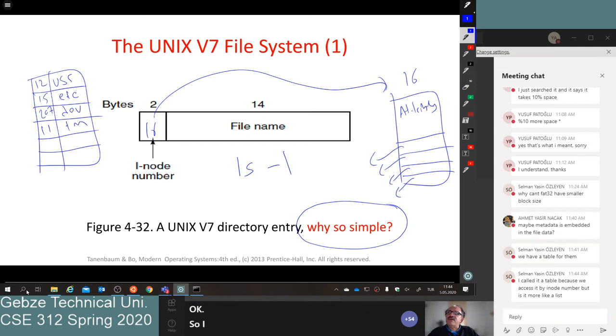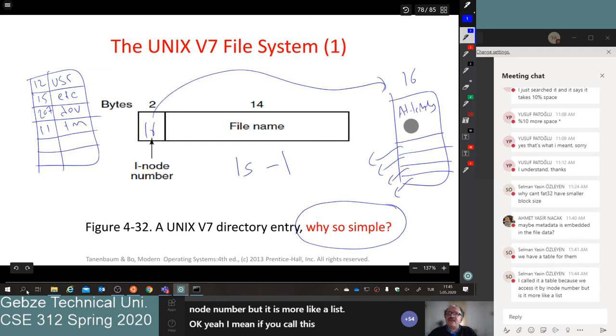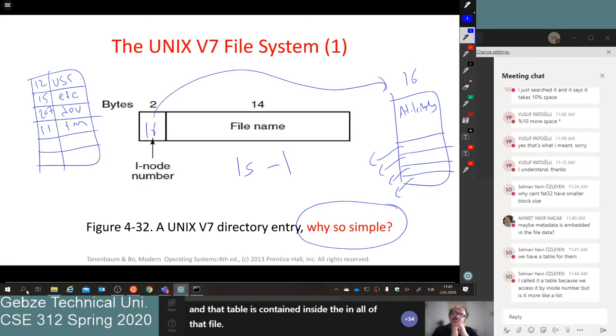So I called it a table because we access it by inode number, but it is more like a list. Okay, if you call this attributes part a table, yes, but that means that you don't have a table where you have all the information about all the files. You have a table of attributes for each file, and that table is contained inside the inode of that file. Okay, so that inode contains it.